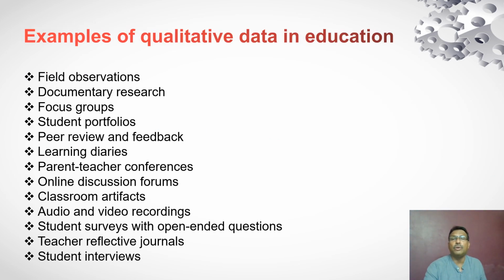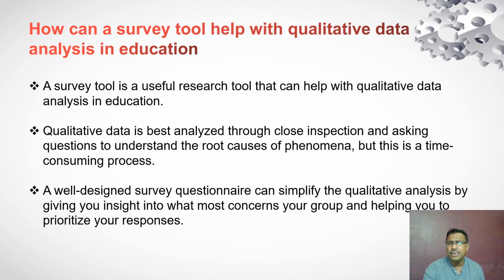So examples of qualitative data in education are field observation, which I've already stated, documentary research, focus groups. We're talking about student portfolios, assignments and things like that. Peer review and 360-degree feedback, including the feedback of their classmates, learning diaries, parent-teacher conferences, online discussion forums, classroom artifacts, audio and video recordings, student surveys, open-ended questions, teacher reflective journals, student interviews, and this is very natural.